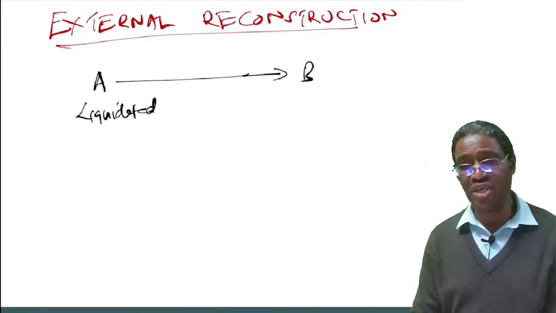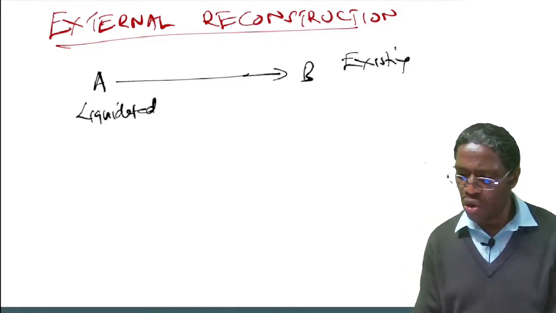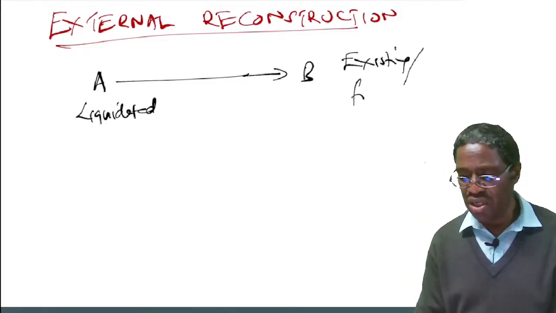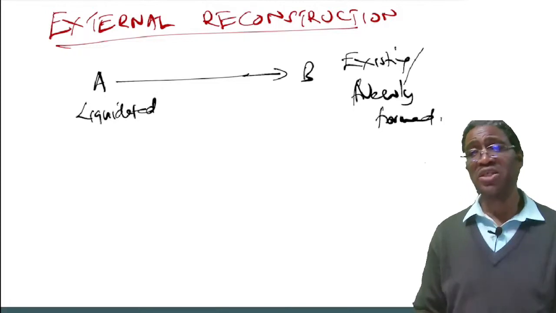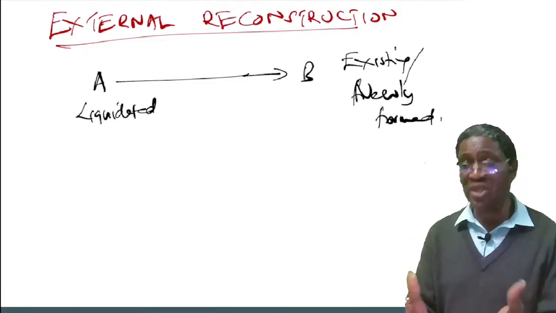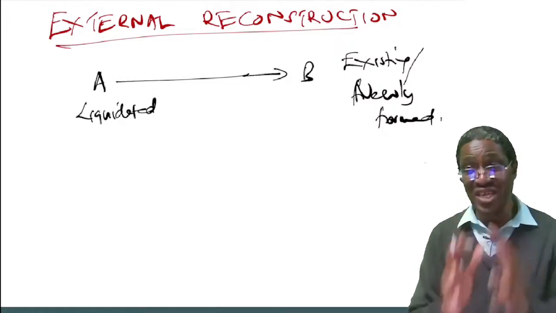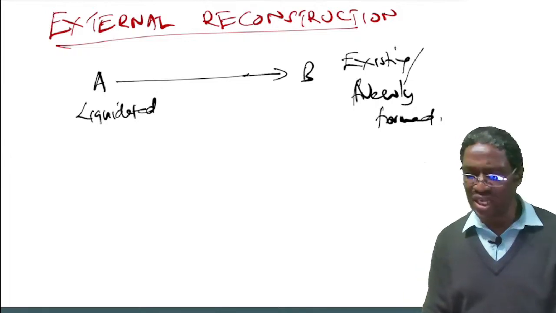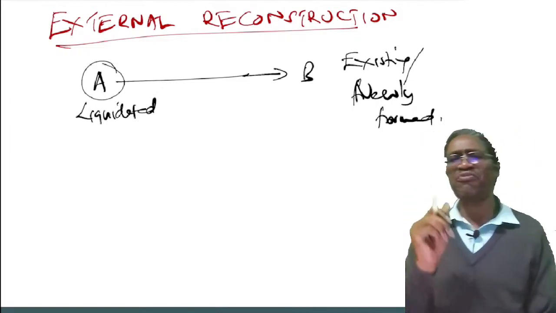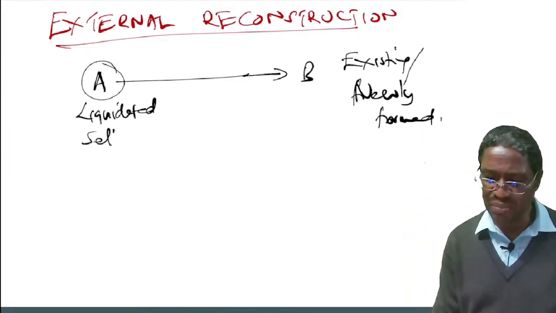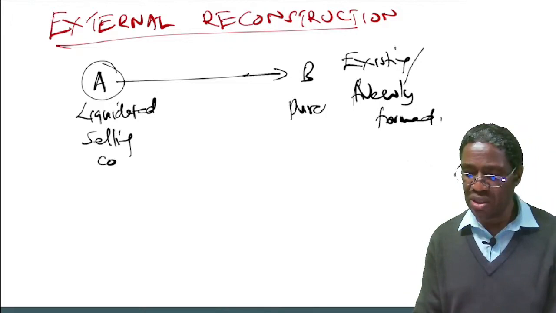Let's call it company B. Company B could be another existing company, or it could be another newly formed company. So you can form a new company to take over another business. Company A has to liquidate themselves so that they sell their business to another company. Now, we normally refer to company A as the selling company, and we normally refer to company B as the purchasing company.